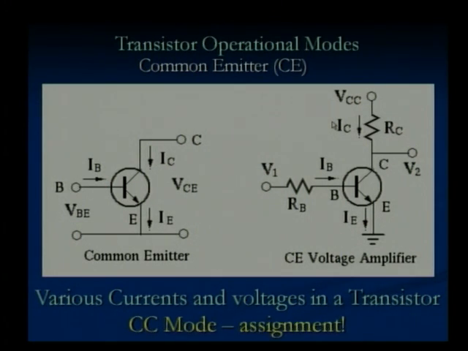Now the third mode. We have seen the common emitter mode, the common base mode, and the third terminal of the transistor is the collector, so common collector mode. How can the circuit be drawn in common collector mode? I am assigning you this as homework. Go through the books and find out how the common collector transistor circuit is drawn and how it looks. A little bit of assignment for you.